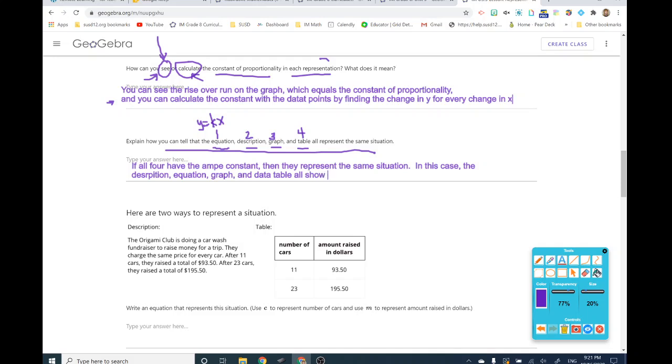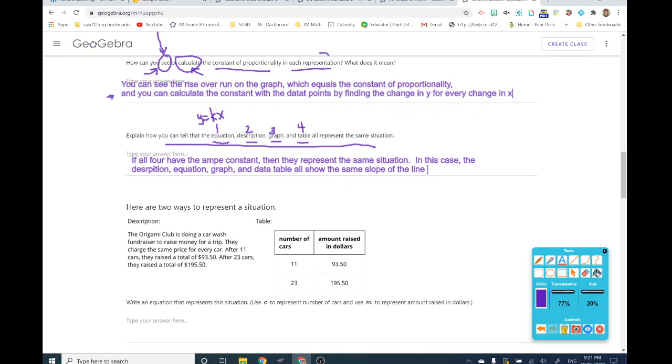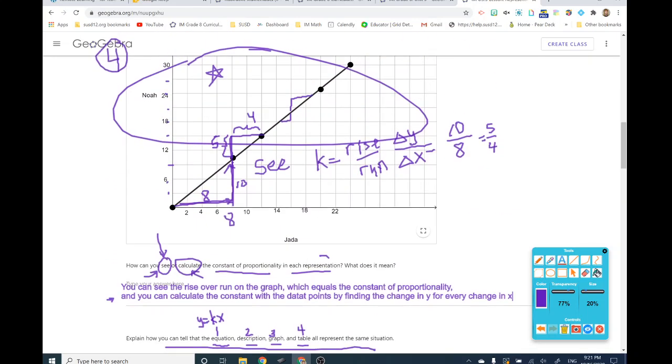All show the same slope? How should I say that? All show the same slope of the line. The slope of the line is the proportional constant. Don't forget, sometimes I call it slope, sometimes I call it the proportional constant, sometimes I call it just constant. Anyway, they're all the same thing. Later on in math, you can call that slope of the line too. Okay, type in your answers, and let's go on to the next problem.